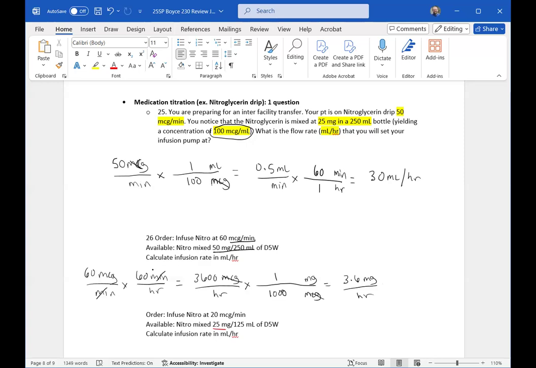And then all I've got to do now is convert milligrams per hour to milliliters per hour. So I'm going to get rid of milligrams and multiply by ml. My order says I have 50 milligrams in 250 ml. And then when I get my final answer, I'm going to take 3.6 times 250, 900 divided by 50, and I get 18 ml per hour.